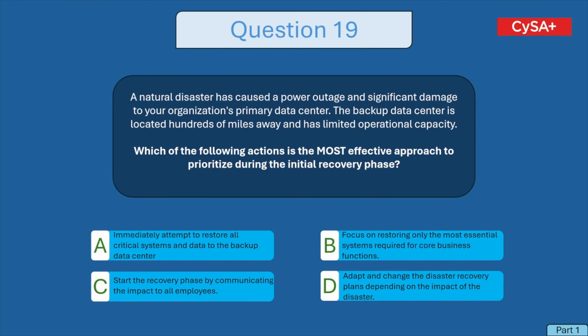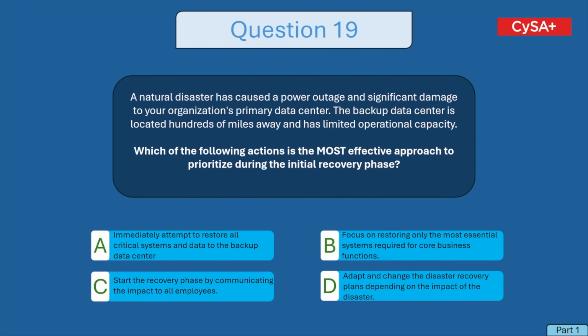All right, so it's asking the most effective approach during the recovery phase. Something important to point out here is that the scenario states the backup center has limited operational capacity. So with that said, I'm going to rule out A, and the reason why is because that could cause a resource problem. So I'm going to rule out A.